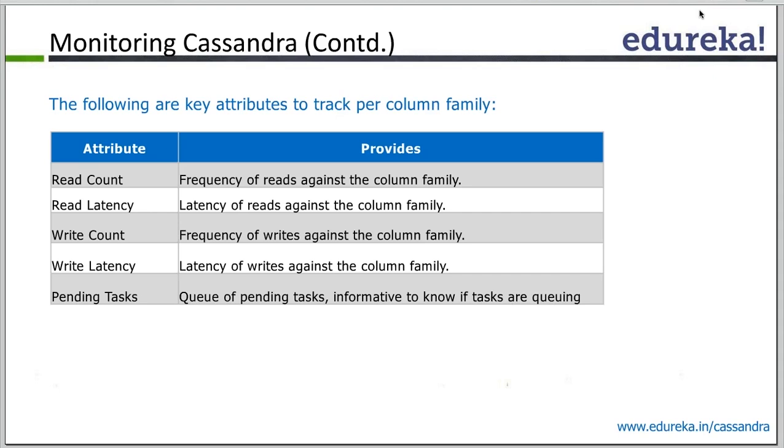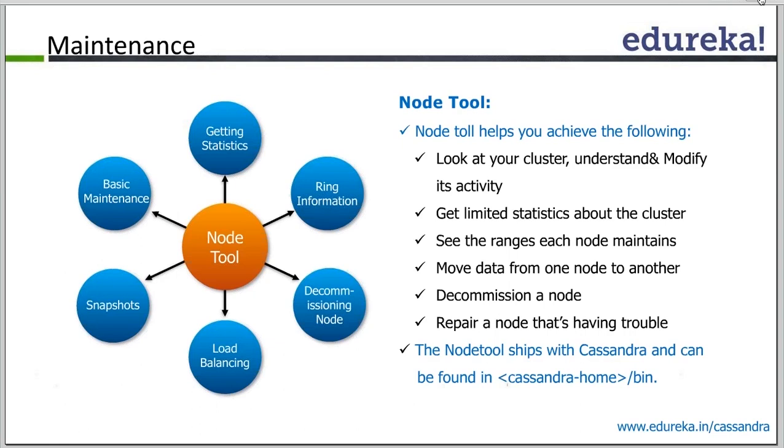Now, maintenance. What is maintenance? Maintenance is basically when you want to obtain information about the different statistics inside the node. You want to obtain the ring information, how the ring is performing, and the total number of nodes which are alive. You want to bring down or bring up a node. You want to create snapshots. You want to do some load balancing, and some basic maintenance, like getting your thread pool statistics. You want to get information on what's happening inside the node. In all those cases, you want to have some sort of a tool.